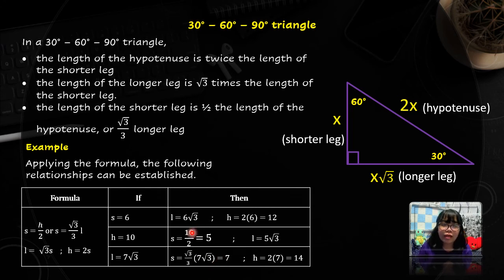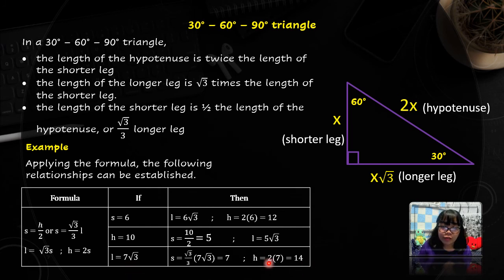So that is 7 times 3. So that is 21, divided by 3. So the answer is 7. So the shorter leg is equal to 7 if the longer leg is 7 times square root of 3.